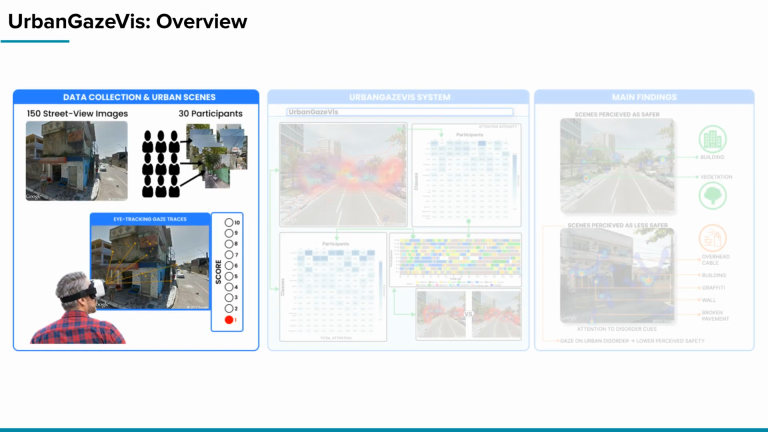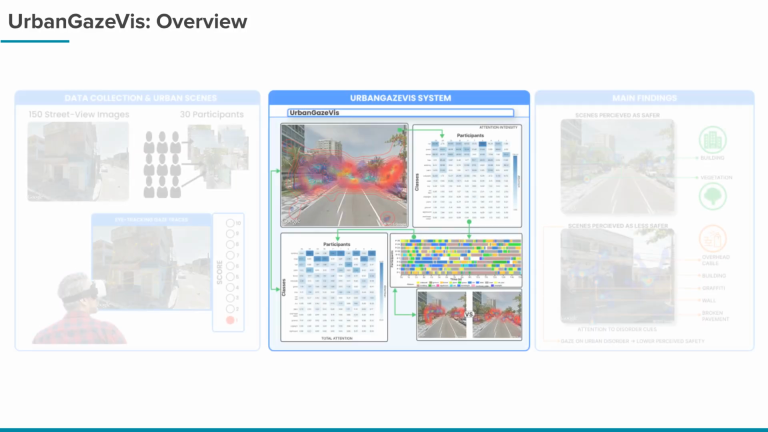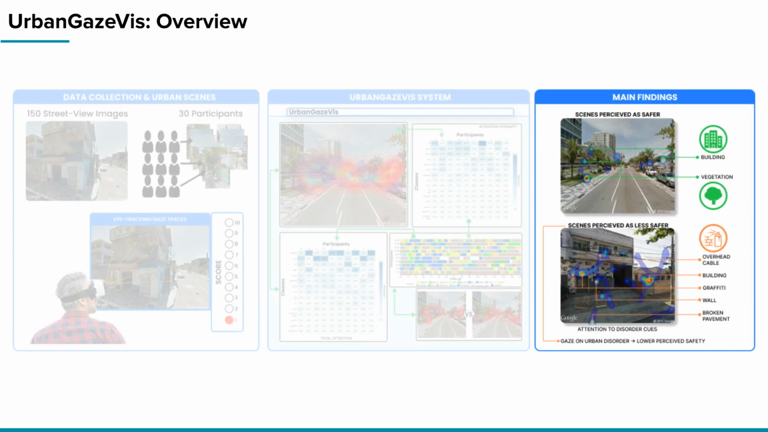Our pipeline starts with data collection. We recruited 30 participants, each viewing 50 images and rating perceived safety on a 1 to 10 scale. These ratings are combined with semantic segmentation and disorder annotations. We then integrate this multimodal data into UrbanGazeVis, enabling interactive exploration of gaze behavior. This allows us to uncover relationships between visual attention, scene elements, and perceived safety.